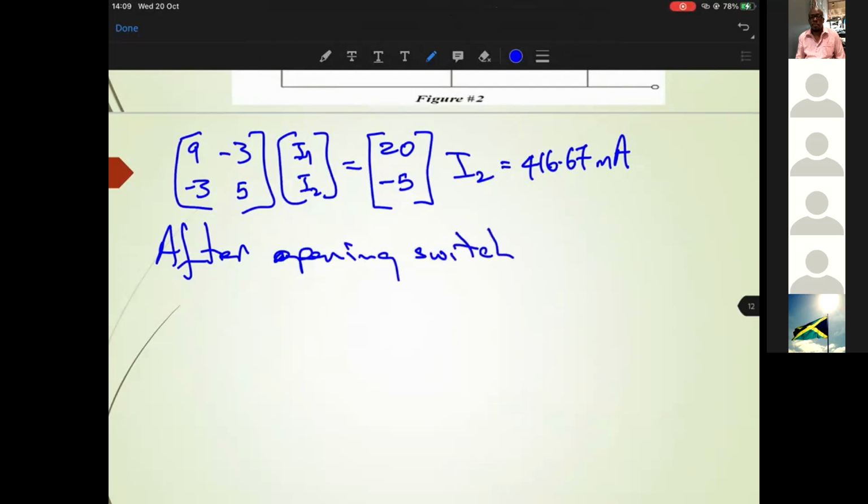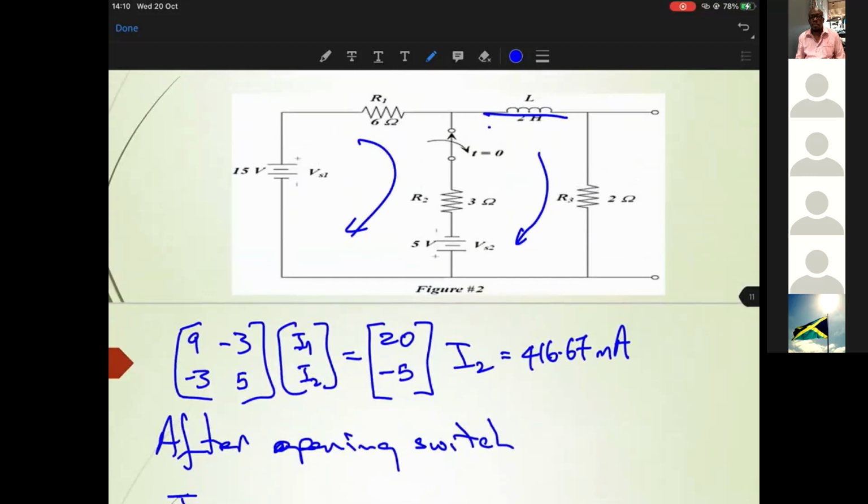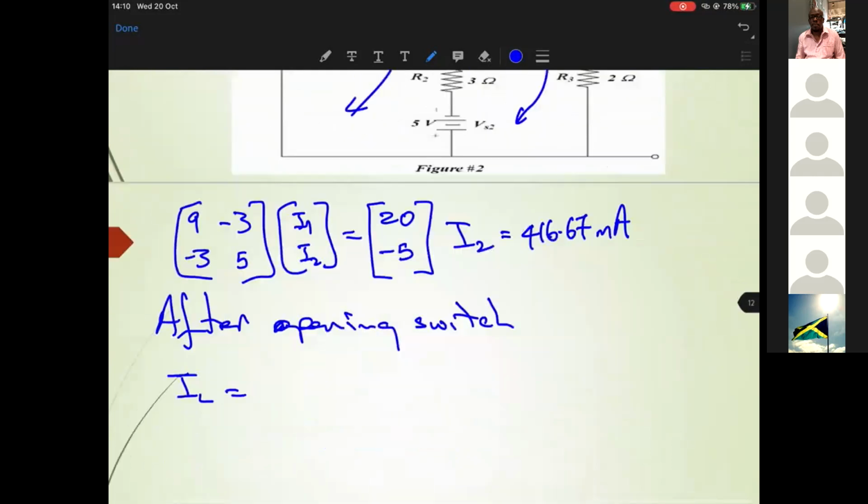All right, so after opening the switch, let's call it IL, what's that equal to? Travis? Let me just work it out. Well, look at the circuit. See the circuit there? What is it equal to? The switch is open. Divided by R. Yeah, 15 divided by 8.